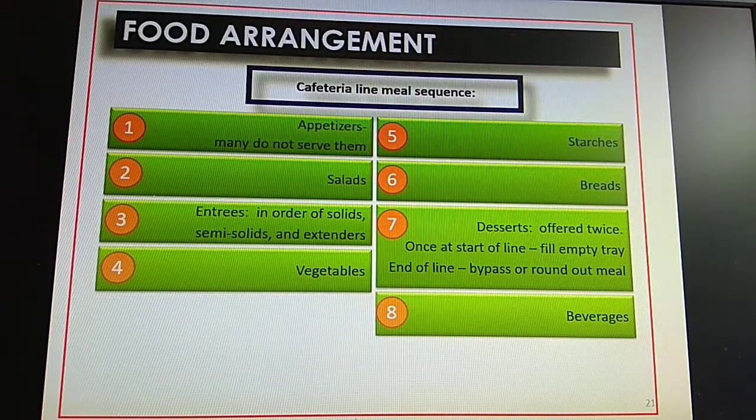Food arrangement of a cafeteria, number one until number eight. Appetizers: many do not serve them, but if the cafeteria does serve them, they should be at the front of the cafeteria line. That is the first one that we are going to encounter. And then the second one will be salads, and then we have entrees or main courses in order of solids, semi-solids, and extenders.